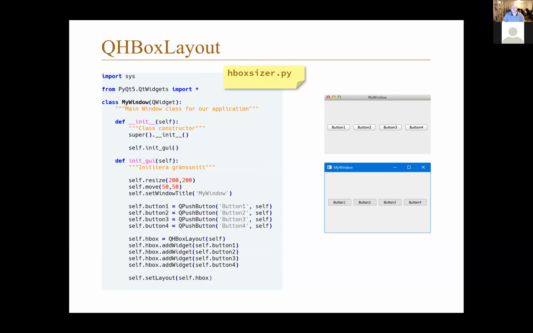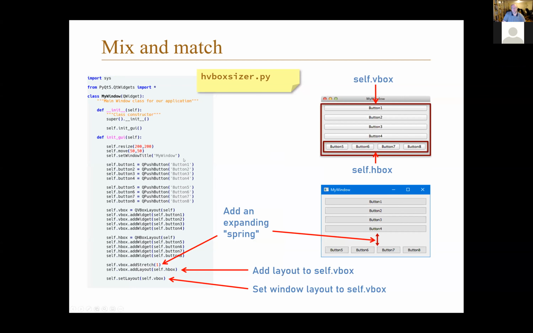You can also combine these. You can have multiple layouts organized in different ways. In this case I have four buttons: first a pair of buttons, and another pair of buttons. And I add them to an outer vertical layout, so this is a VBox. And then I have a horizontal box in this direction here.